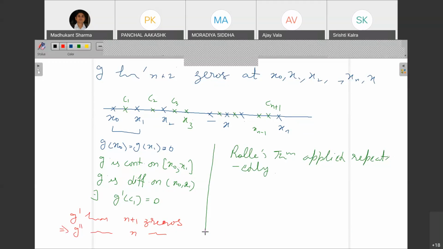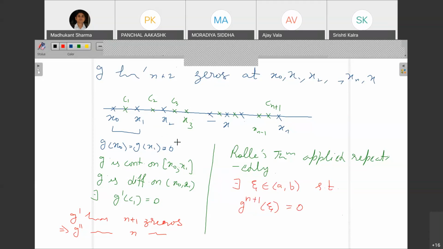So if you apply it repeatedly, there exists a z in the open interval ab such that the n plus 1th derivative, at least one zero is there of the n plus 1th derivative, that is, g to the n plus 1 of z equals 0. Now we will calculate what the n plus 1th derivative of the function g will be.